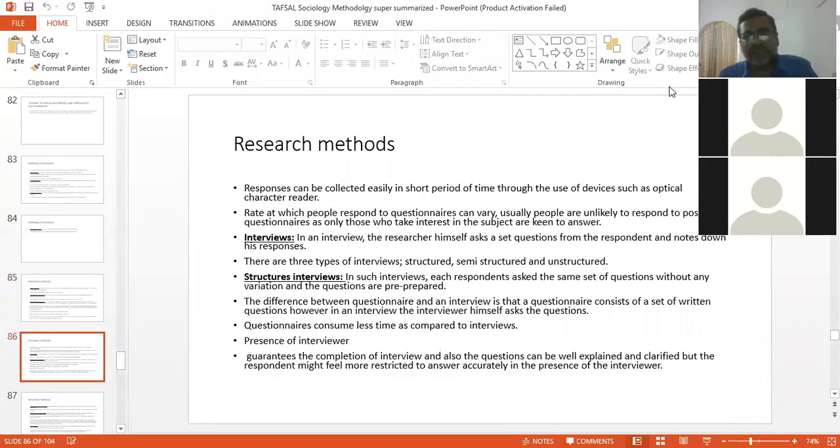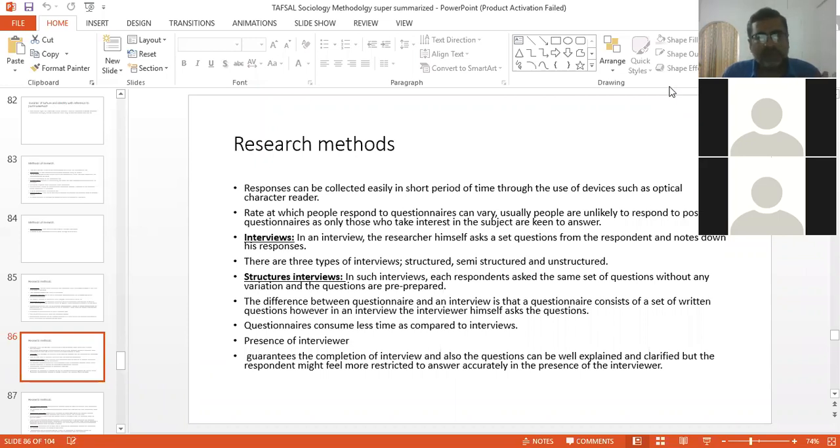So the second tool of collecting data is the interview. Now, what happens in an interview? In a questionnaire, the questions are written. In the interview, you ask questions of the respondent. And the interviews are of three types. They are the structured interviews.